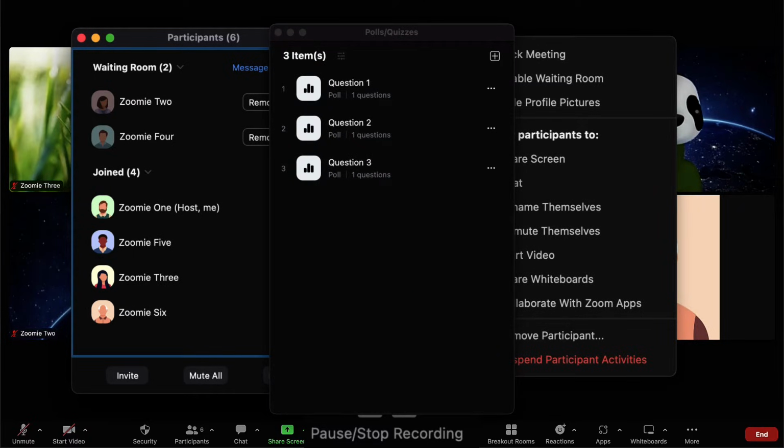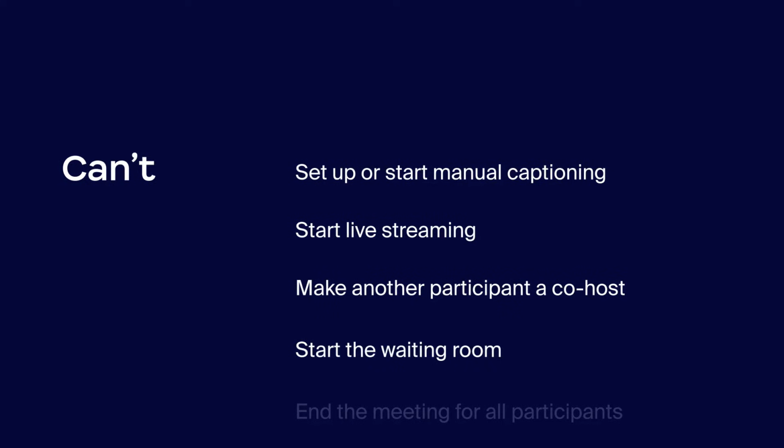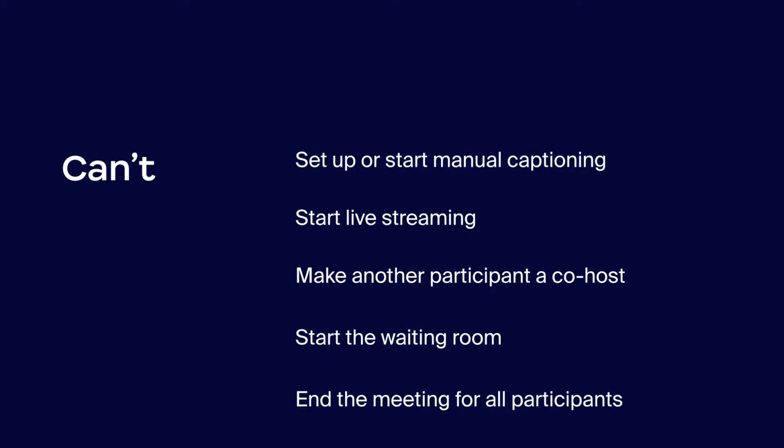However, some things can only be done by the host. The co-host cannot do the following: set up and start manual captioning by a participant or third-party service, start live streaming, make a participant a co-host, start the waiting room, but they can place participants in the waiting room or admit and remove participants from the meeting, end the meeting for all participants.